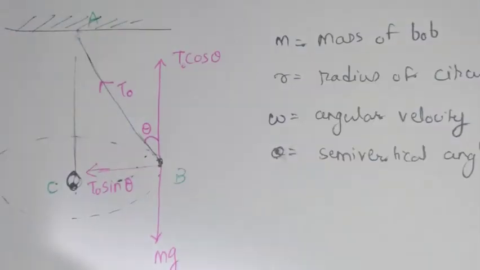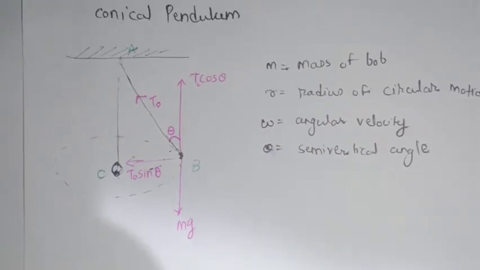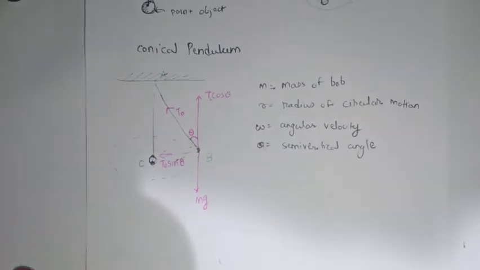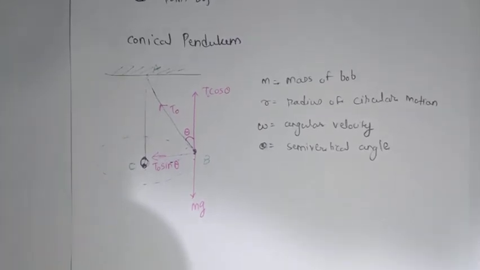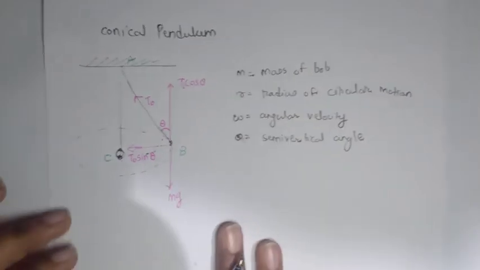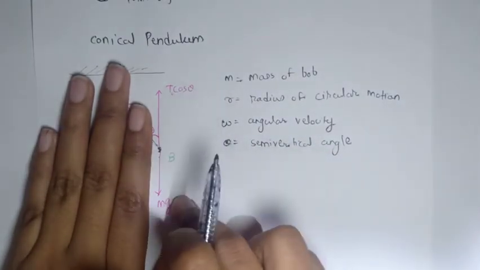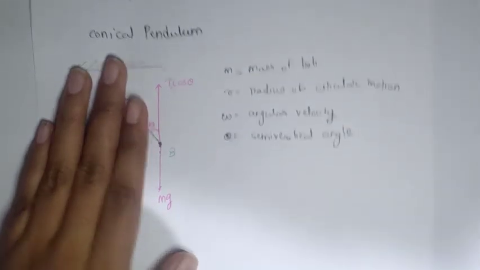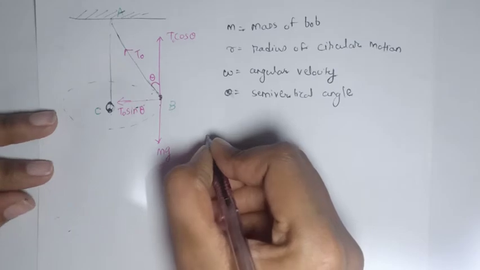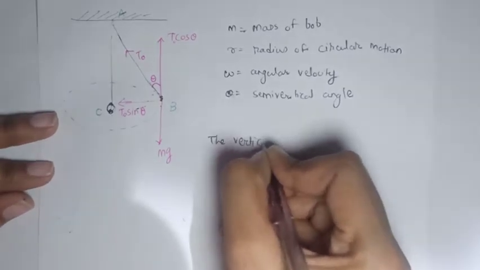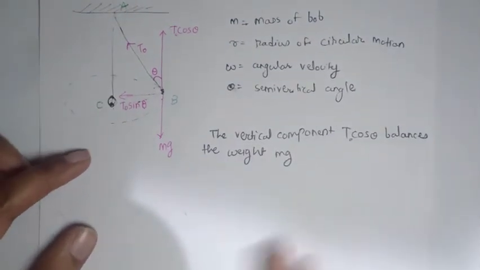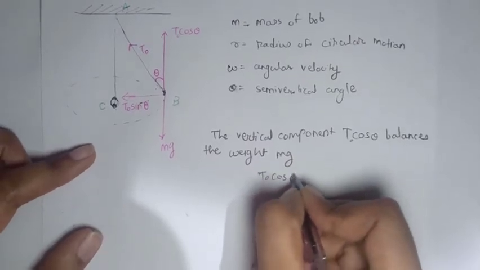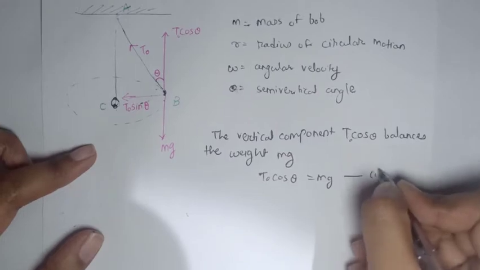So as I said, we are done with all the forces acting on the object. Your task is to find the forces acting vertically and horizontally to form the equations of motion. Let's find the vertical forces first. The vertical component T naught cos theta balances the weight mg. That's why T naught cos theta equals mg. This will be your equation number 1.